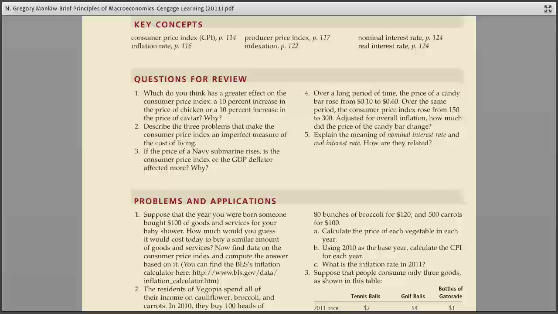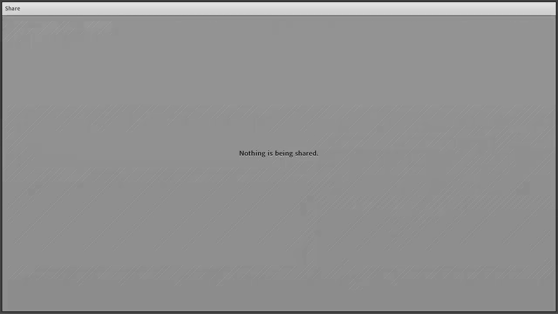Problem 4, really interesting. Or sorry, sorry. I am sorry. Here we go.